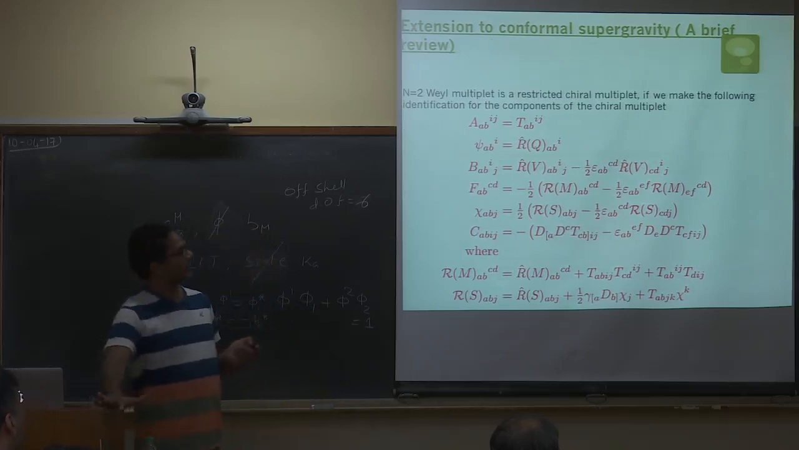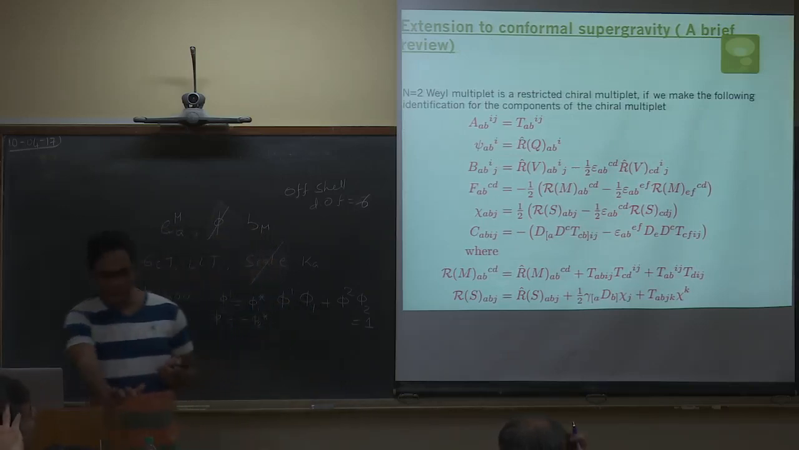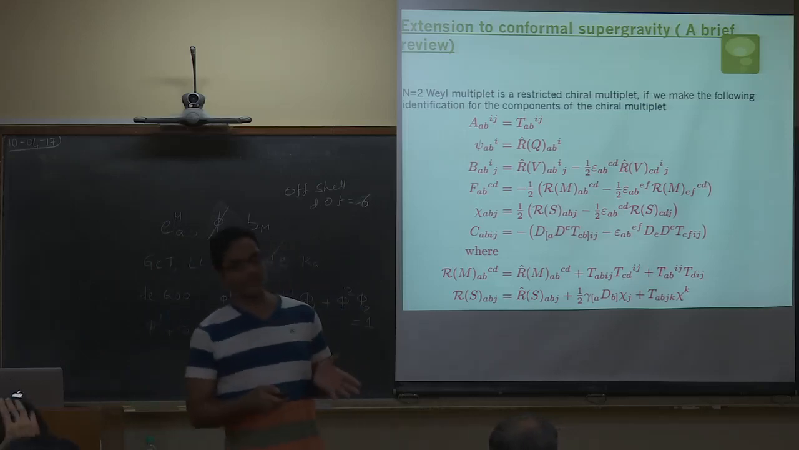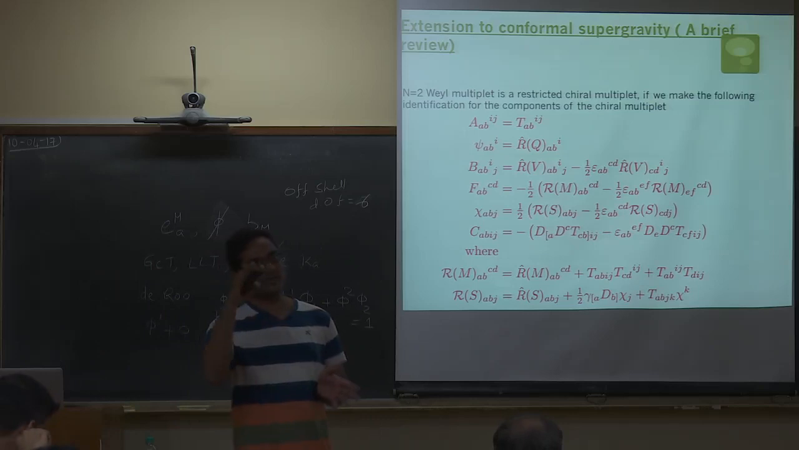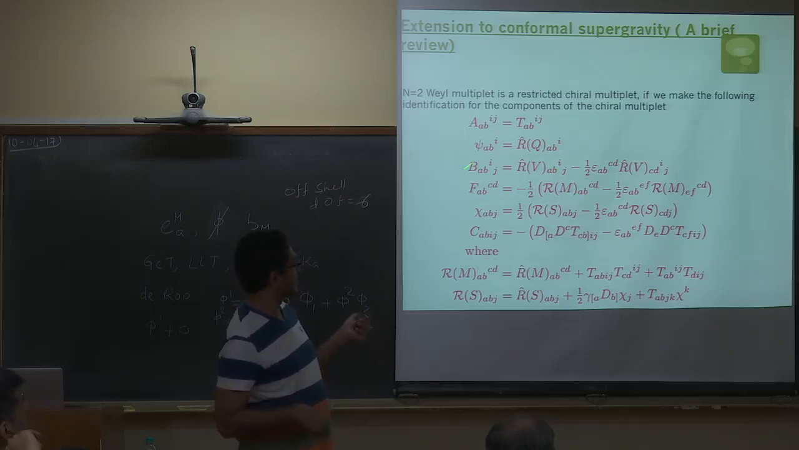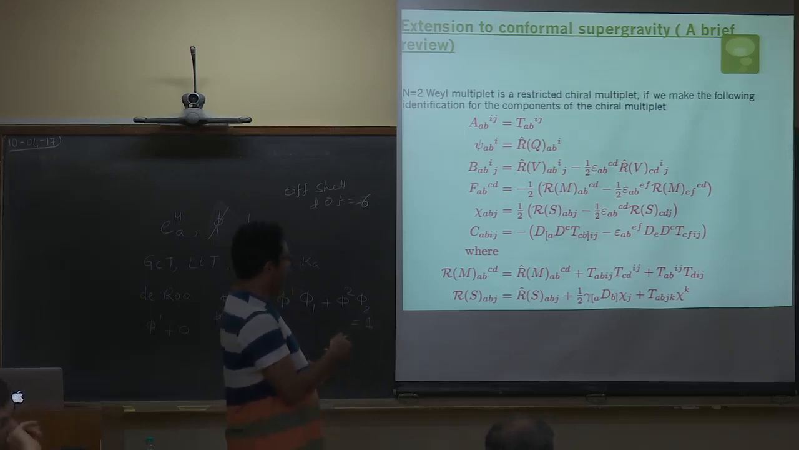Okay, so it's a chiral superfield, so it has a chirality condition, like d bar phi equal to 0. The same thing is there. But here, if you see, it's actually a restricted chiral multiplet, in the sense that the components of the chiral multiplet fields are not independent. They are defined in terms of the derivatives of the lower components. For example, C_ABIJ is given.